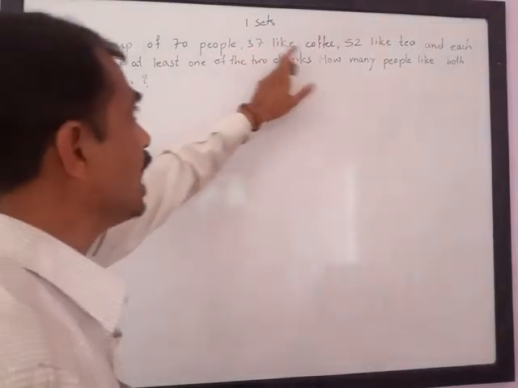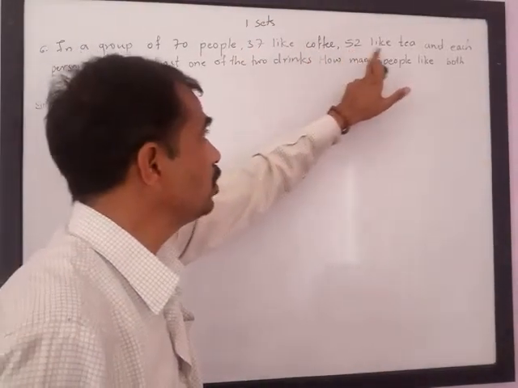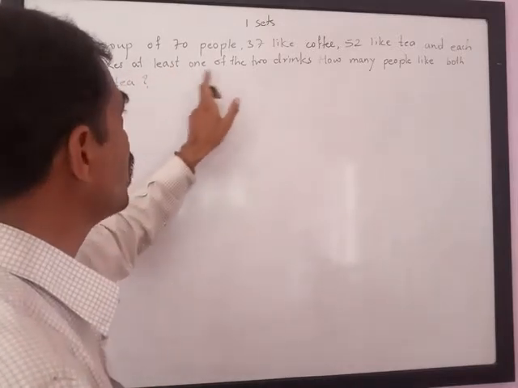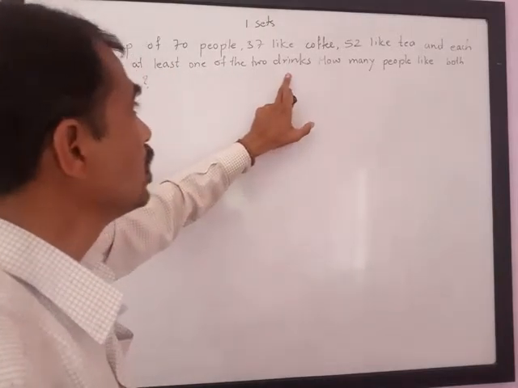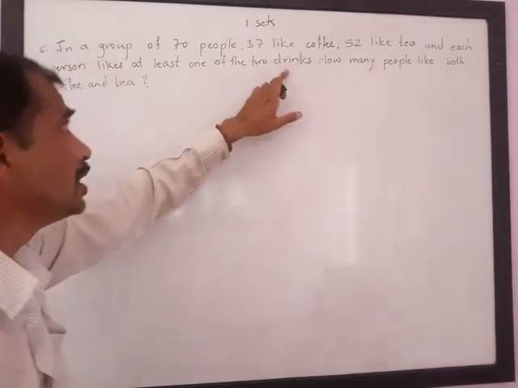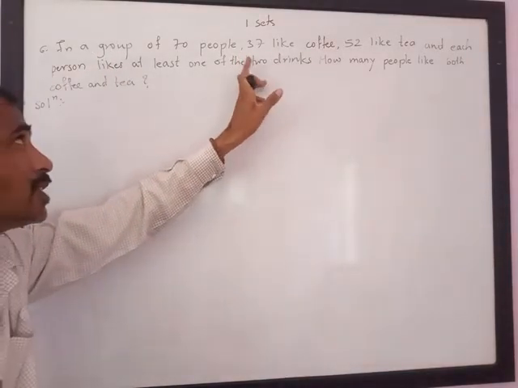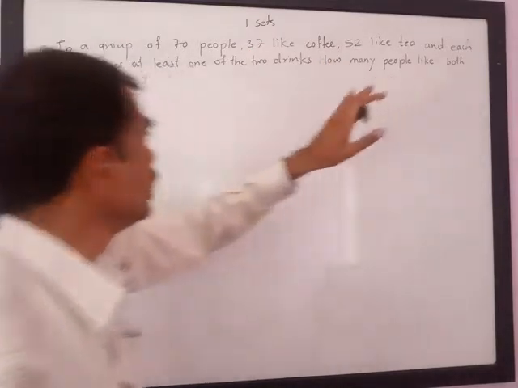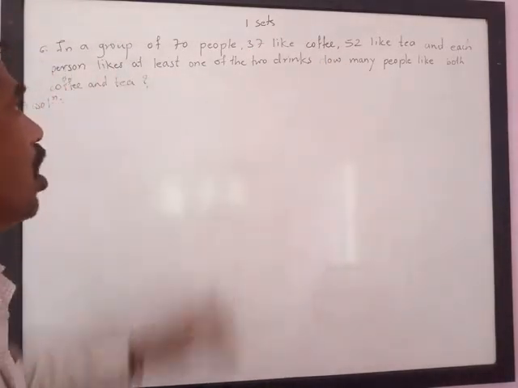Then 37 like coffee, 52 like tea, and each person likes at least one of the two drinks. So it means that there is not even a single person who doesn't like either tea or coffee. How many people like both coffee and tea?